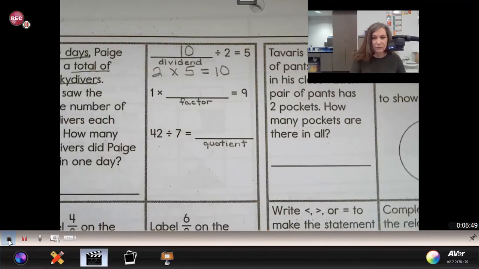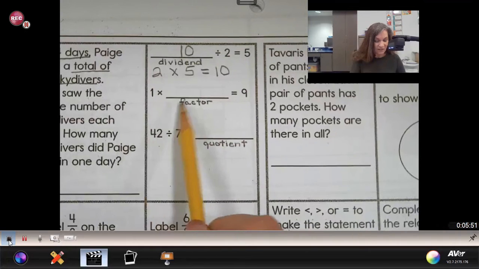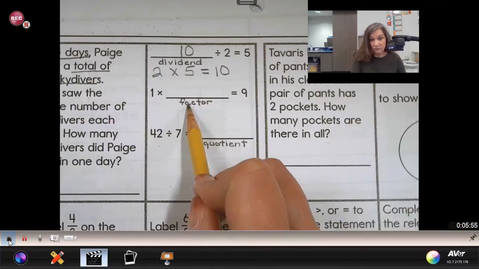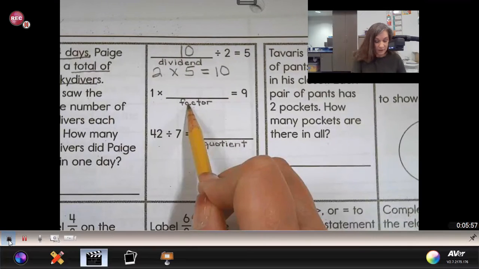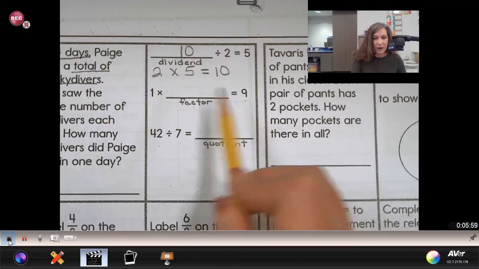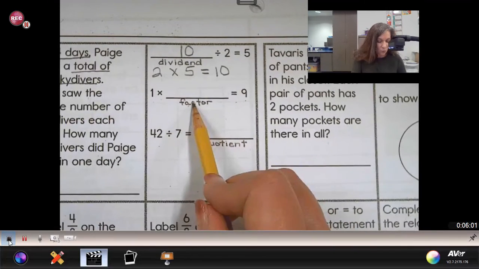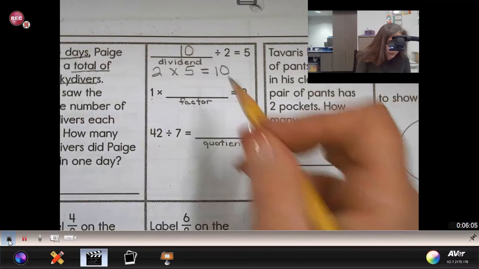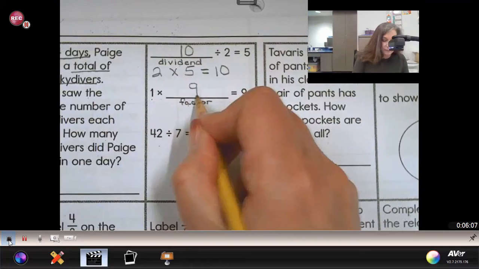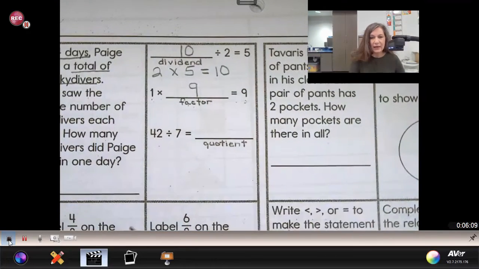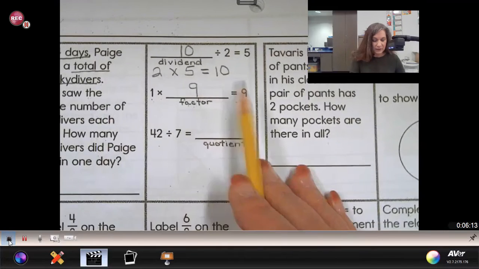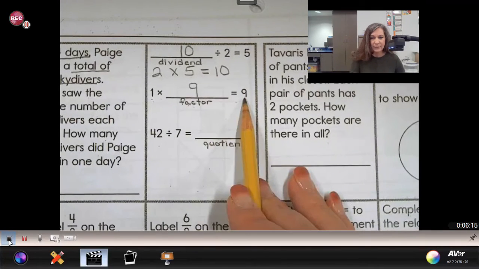In the next number sentence, we have a missing factor. I have one group of so many that's going to give me 9. Well, how many would I have to have in this one group to give me 9 total objects? That one's pretty easy. We know that 1 times 9 is going to be 9. Anything times 1 is going to be that number of objects here in this product.